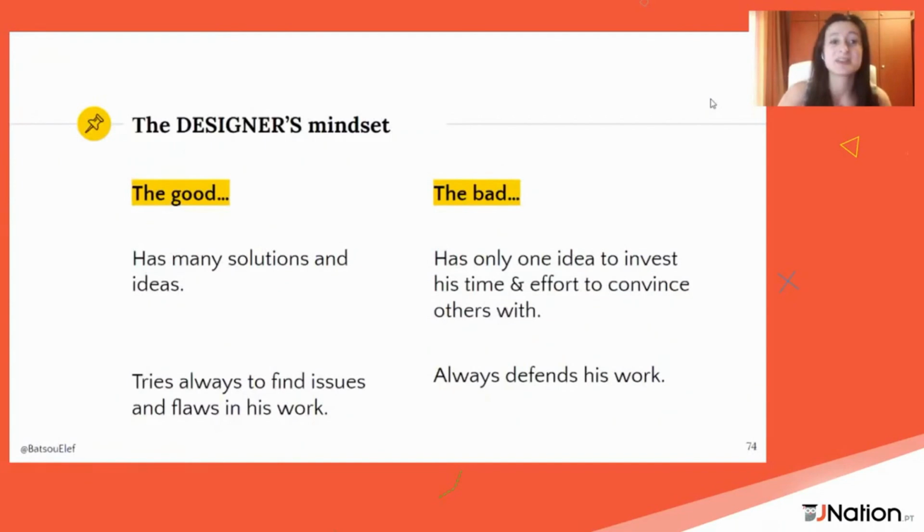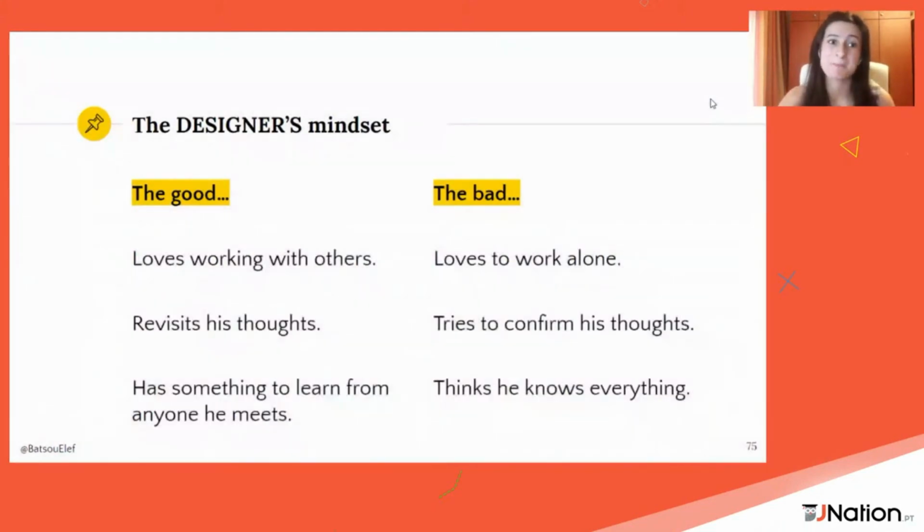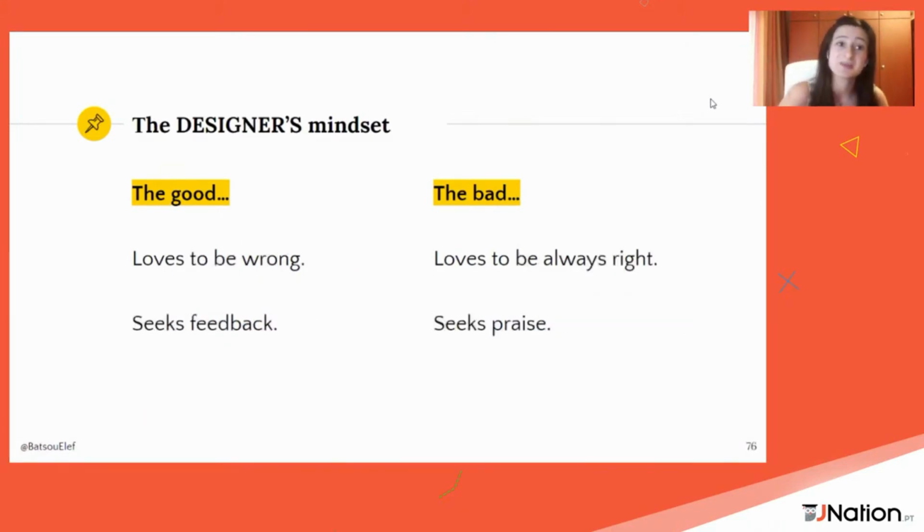The good designer has many solutions and ideas and always tries to find issues and flaws in his work, whereas the bad designer has only one idea and tries to invest all of his time persuading everyone that his idea is the best one. The good designer loves working with others, revisits his thoughts, and has something to learn from everyone he meets, whereas the bad one loves to work alone, tries to confirm his thoughts, and thinks he knows everything. The good designer loves to be wrong and not to be right.